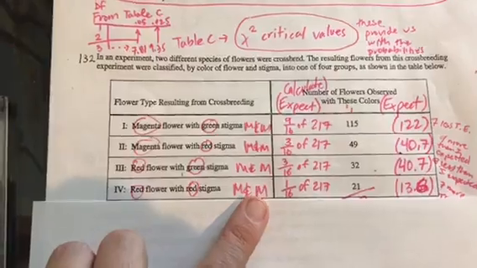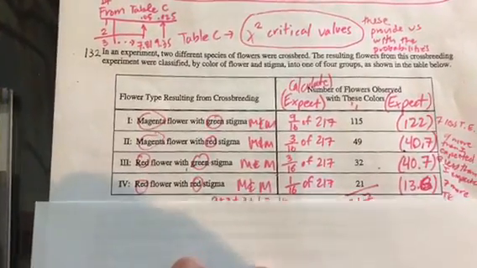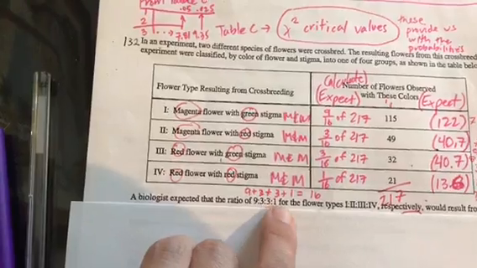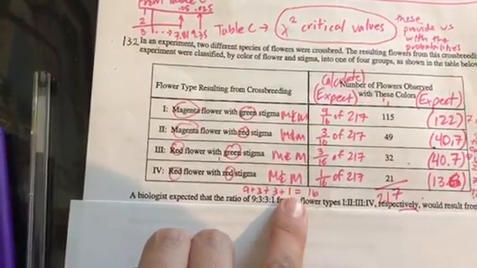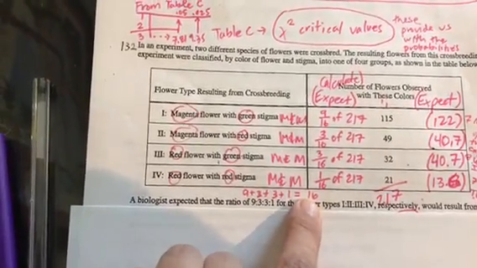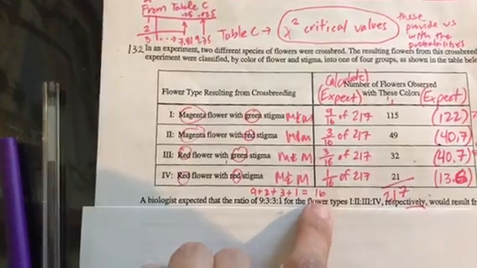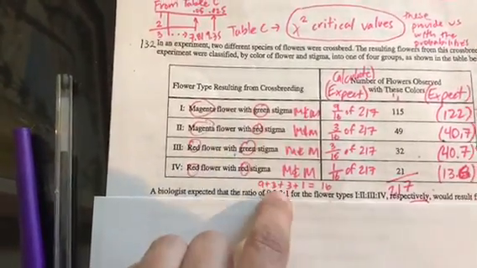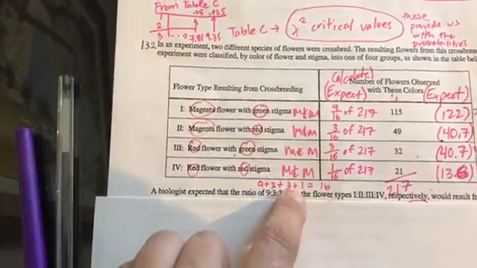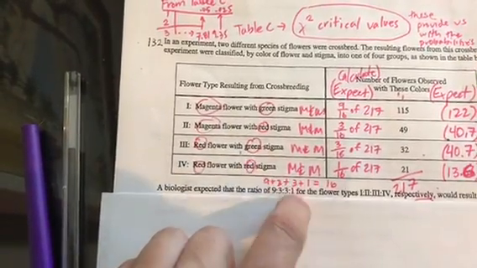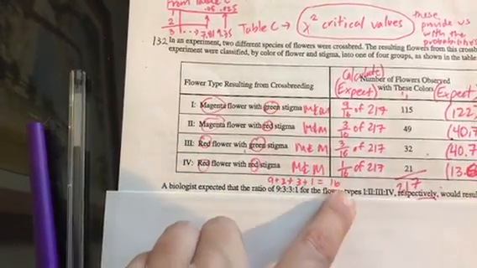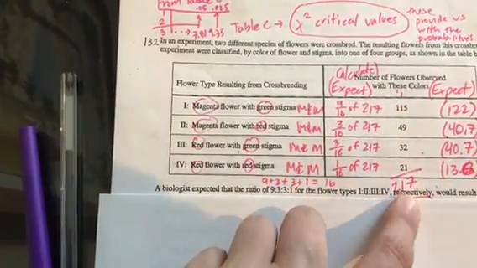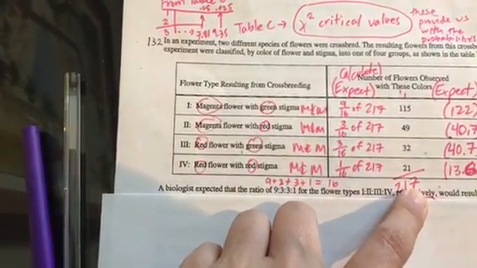And that's all my possibilities of M&M. So I can call up the company of M&M, and this is the ratio I'm supposed to expect, 9:3:1. What that means is that for every 16 M&Ms, 9 are magenta green, 3 are magenta red, 3 should be red green, and 1 should be red red for every 16.